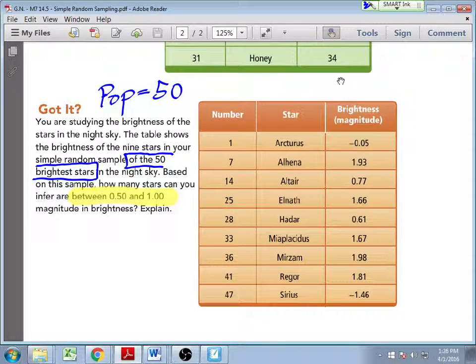We're told the population. That's why down here we're told the population is 50. It's the constant of proportionality times your population size. The first thing you have to do is find your constant of proportionality by finding the part over whole. So how many stars are in that magnitude? 2. So it's 2 out of 9. So we take that and multiply it by your population size, which is 50.